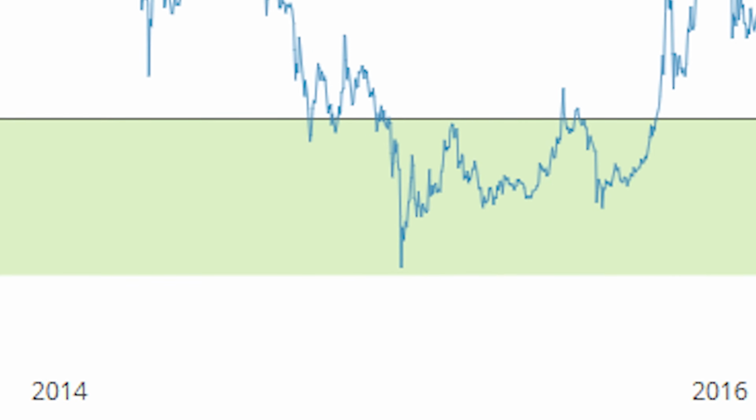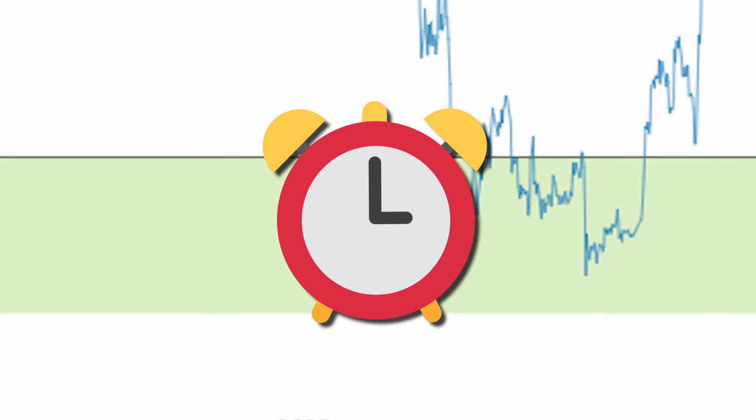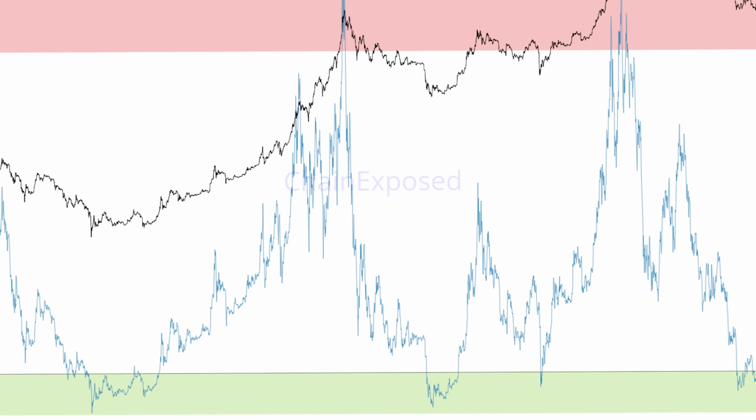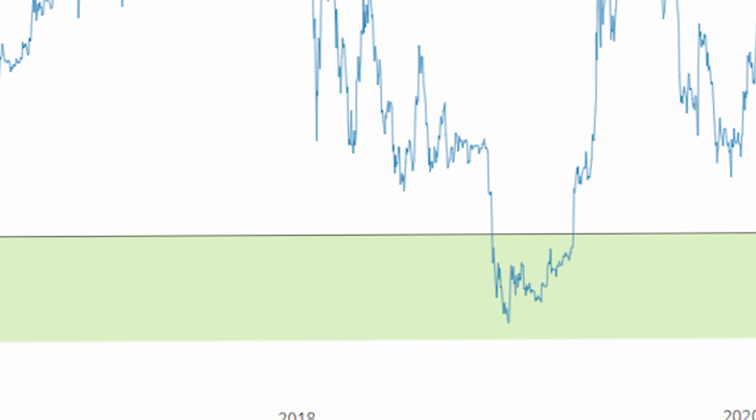It's also important to take note that when price is in these zones, it's not here for a long period of time. So that's the first step. If you want to find some of the best entry points, you want to be buying when price is in this green zone.